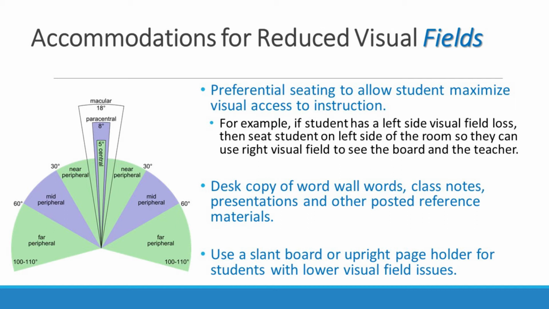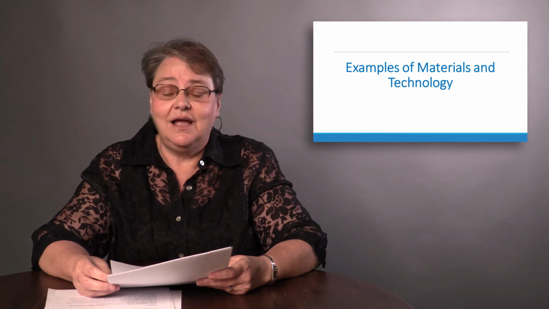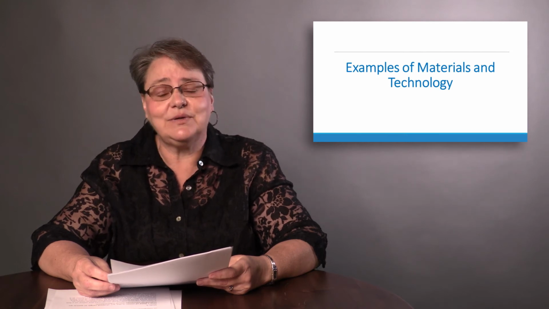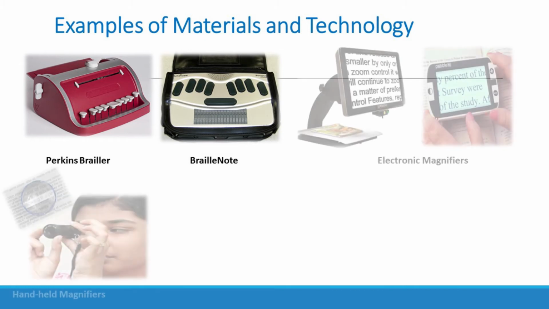A slant board or upright page holder for desktop materials often increases the visual field access. There are hundreds of examples of materials and equipment that are used by individuals with visual impairments. The ones seen here are the ones that we see most commonly in the school setting. The Perkins Brailler and the Braille Note are both tools that assist the student in producing written work. The Perkins is the traditional manual model. The Braille Note is electronic and reads the text back to the student. It has the potential to download to a computer.